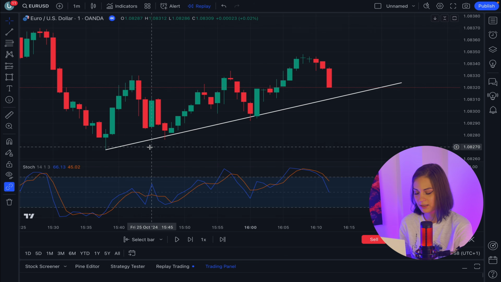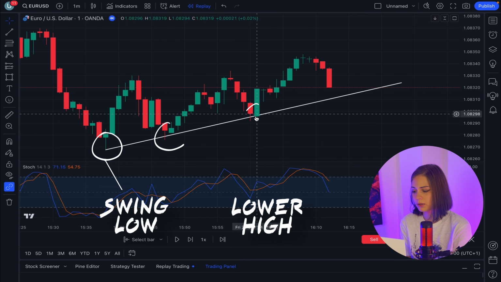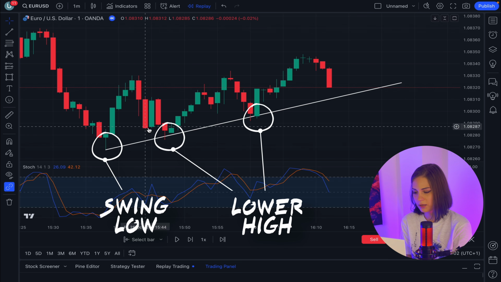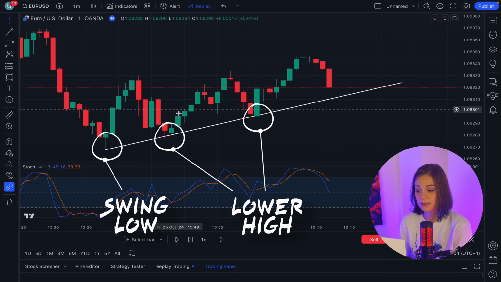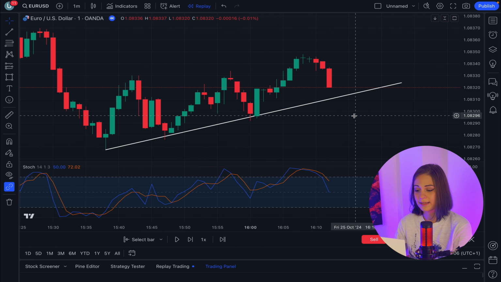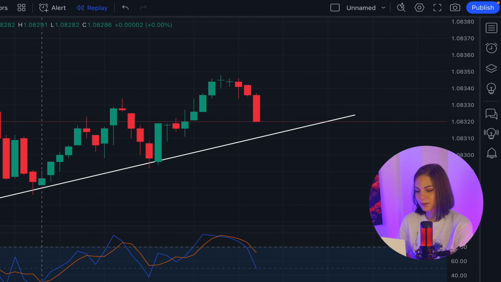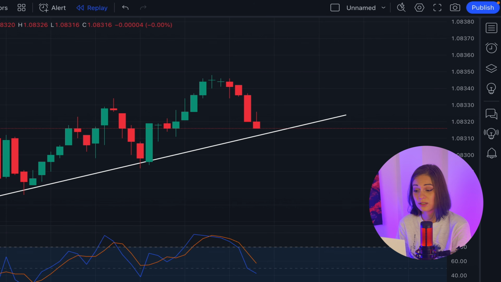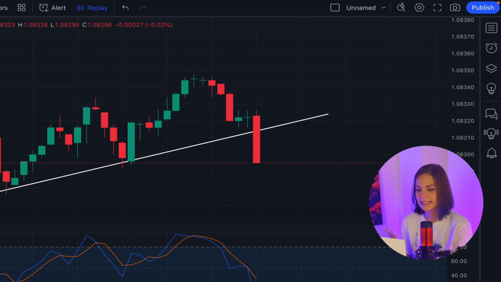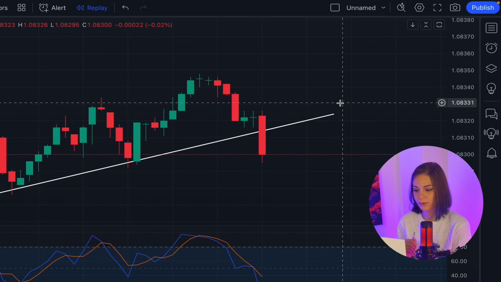Right here we can definitely see it, connecting our swing low and our lower highs, two of them. And of course now we're expecting what's going to happen to the price, not expecting, we're waiting. Of course right now we cannot make any decisions, we need to know what's going to happen, and we see that the price actually broke through that level.